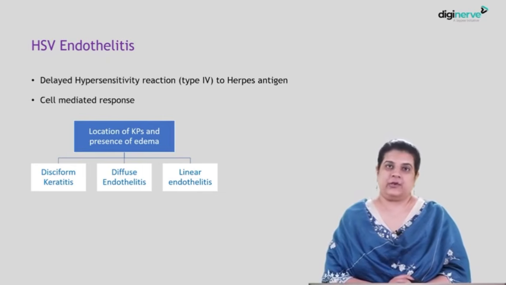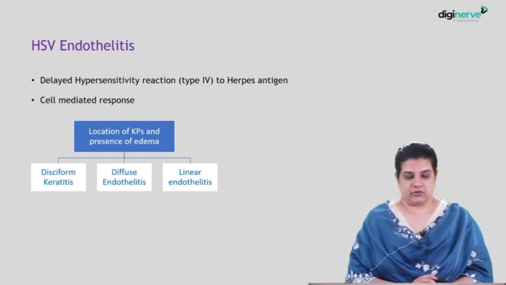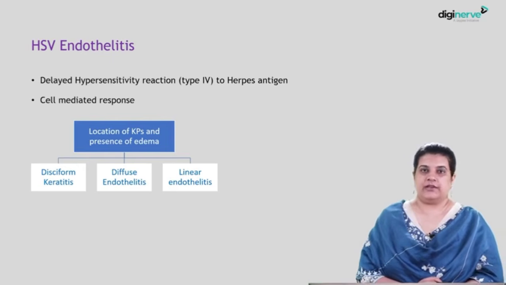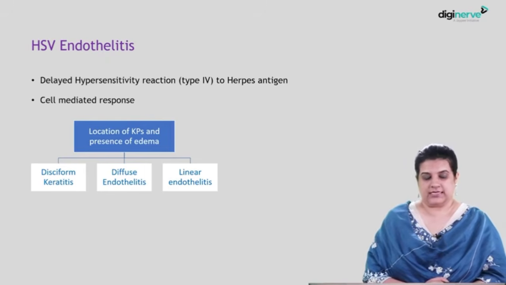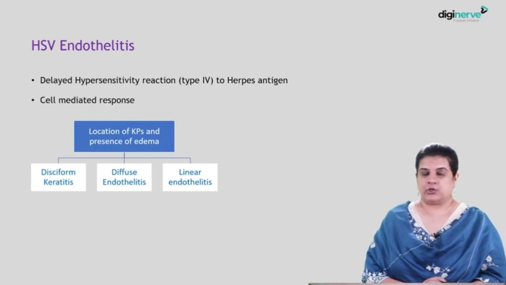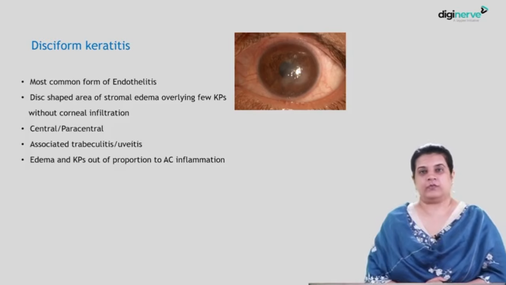For HSV endothelitis, the reaction is type 4. It is a cell-mediated response. So, the patient can either present with disciform keratitis or diffuse endothelitis or linear endothelitis, depending upon the location of keratitic precipitates and presence of edema.